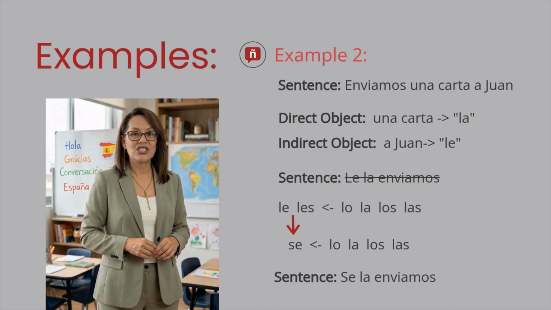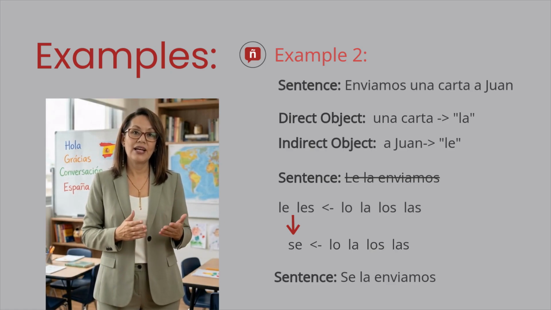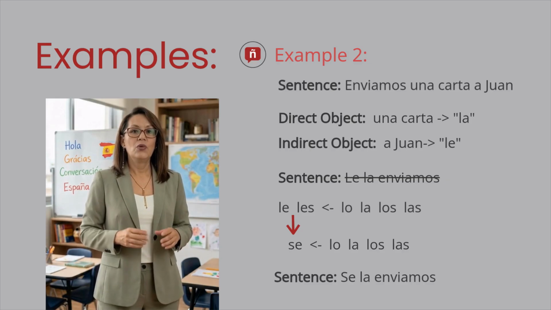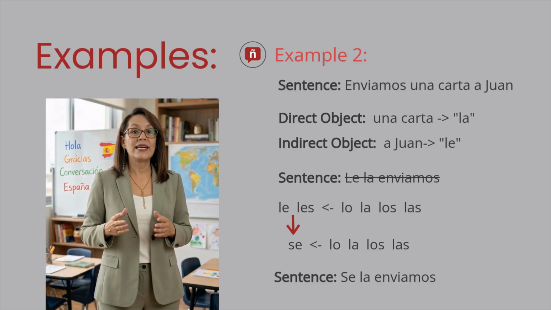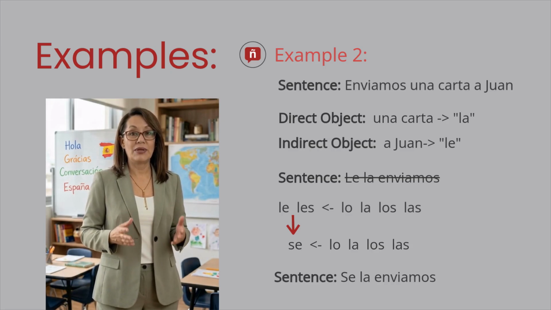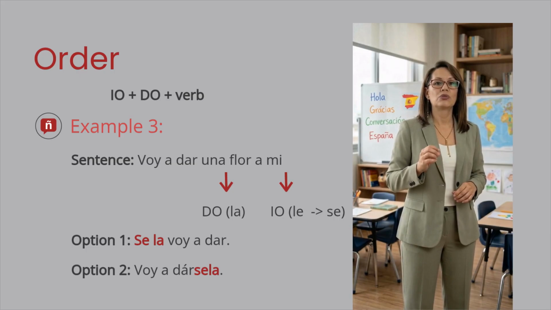Again, in Spanish, this combination is not correct. When le or les come before lo, la, los, or las, we change le and les to se. So the correct sentence is se la enviamos. As we said before, the indirect object goes before the direct object, and then the verb.